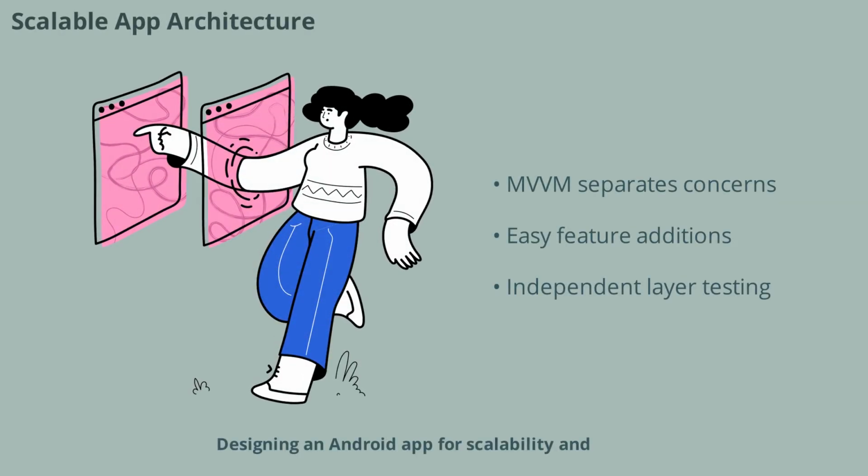Designing an Android app for scalability and maintainability starts with choosing the right architecture. Patterns like MVVM, Model View ViewModel, and MVI, Model View Intent, are popular because they separate concerns, making the codebase easier to manage and extend. The model holds data and business logic. The view represents UI components, and the view model acts as a bridge, processing data and updating the UI. This separation allows for independent testing and easier feature additions, ensuring your app can grow without becoming unmanageable.